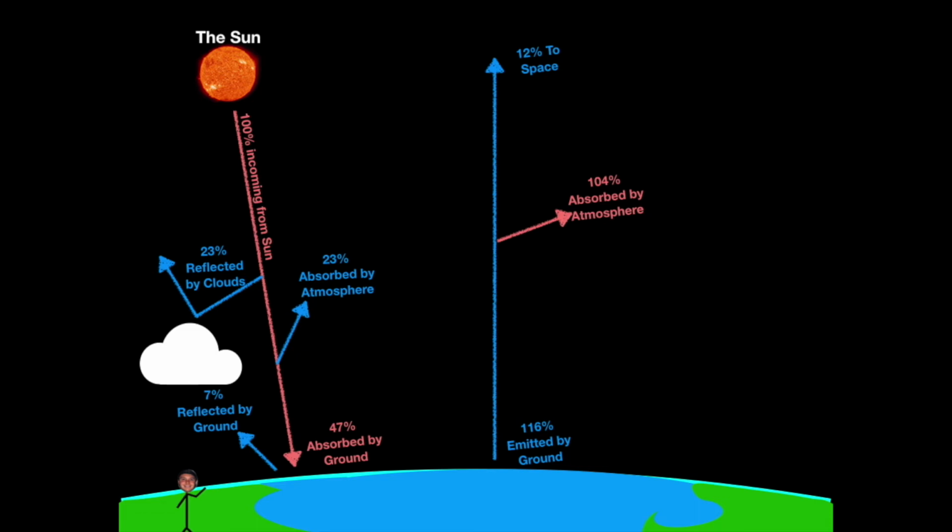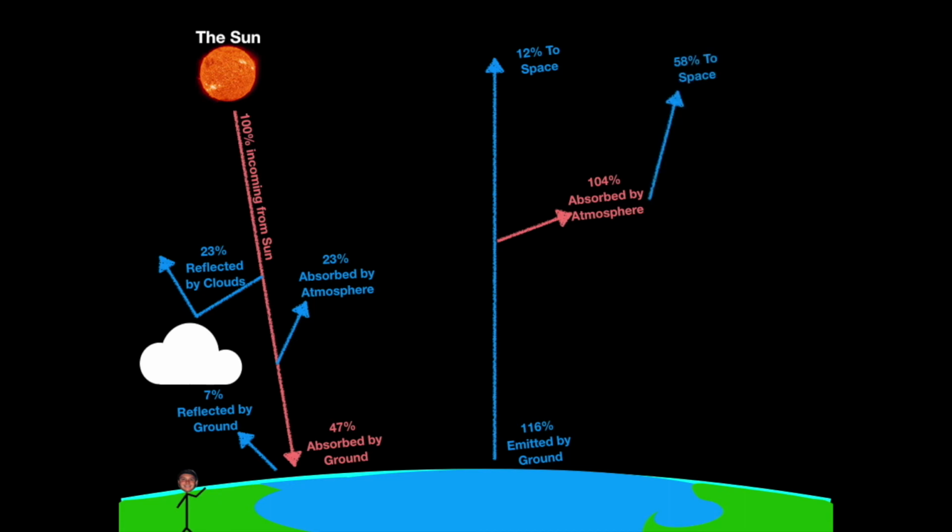So 104% of that original 116 emitted by the ground is absorbed by the air itself. Now, this would happen in the form of greenhouse gases, which we've already discussed as a way that the air acts like a blanket, trapping heat, sending it back downwards so that Earth is warmer. Of that 104%, some of that energy is emitted to space.